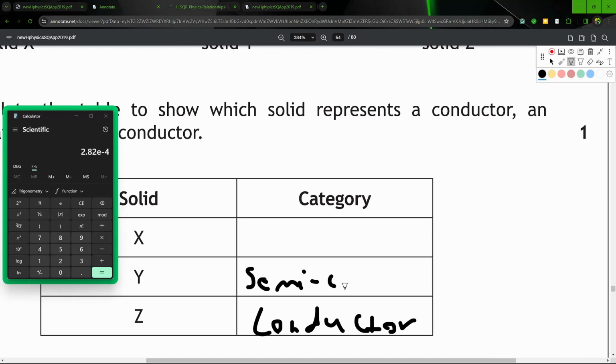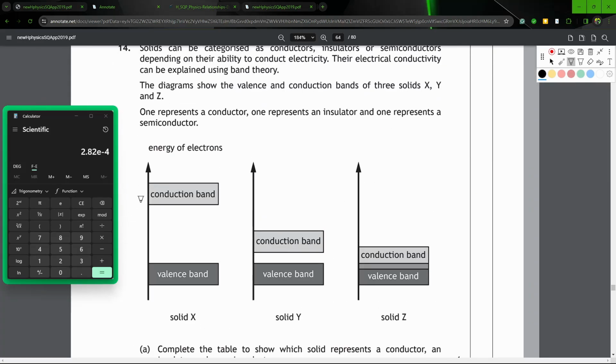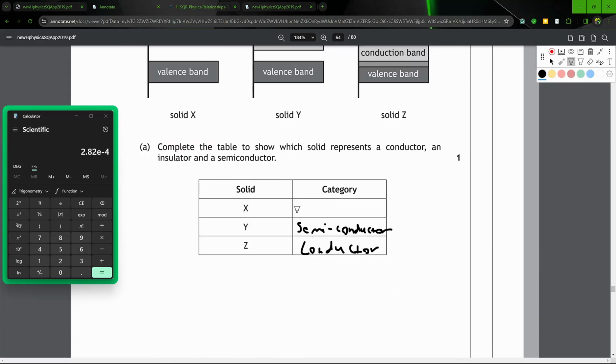Jeez, what is that handwriting? There we go. And then, well, you can use process of elimination to figure out what solid X is. But yeah, massive band gap, so it's got to be an insulator. Electrons won't ever pass through unless you put ludicrous amounts of voltage in it.